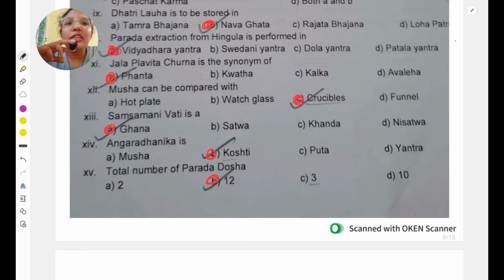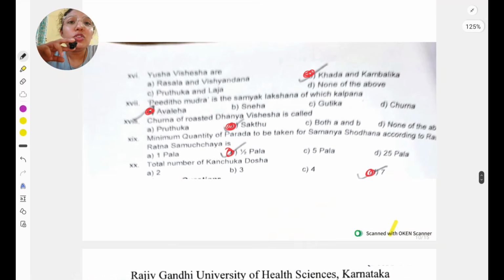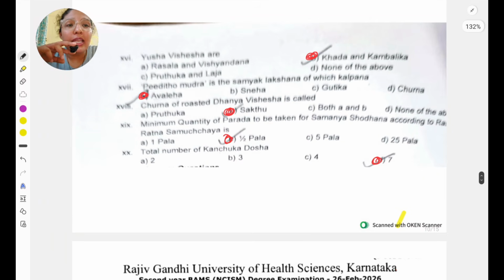Musha can be compared with crucibles. Sannipata Ghana of Guduchi is the example. Angara Dhanika is a Koshthi in which Angara is kept. The total number of Parada doshas is 12. Questions are generally asked on the doshas. Yusha Vishesha are Khada and Kambalika.